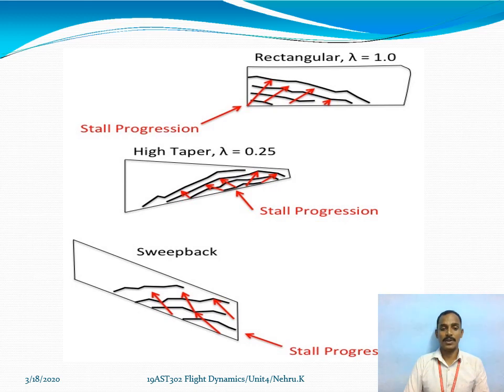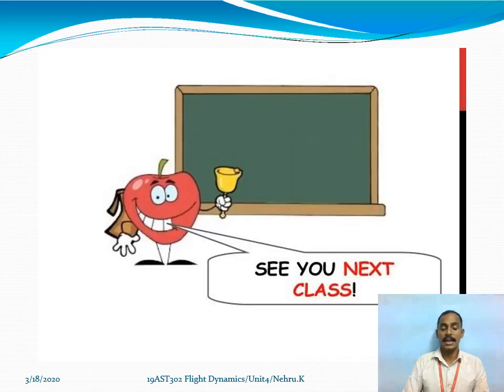In the rectangular wing, stall progression is done at the root of the aircraft, whereas in the high tapered wing, the stall progression is done at the tip and the mid of the wing, whereas in the swept back wing, the stall is done at the tip, at the lower end part. This indicates the flow separation of the aircraft.